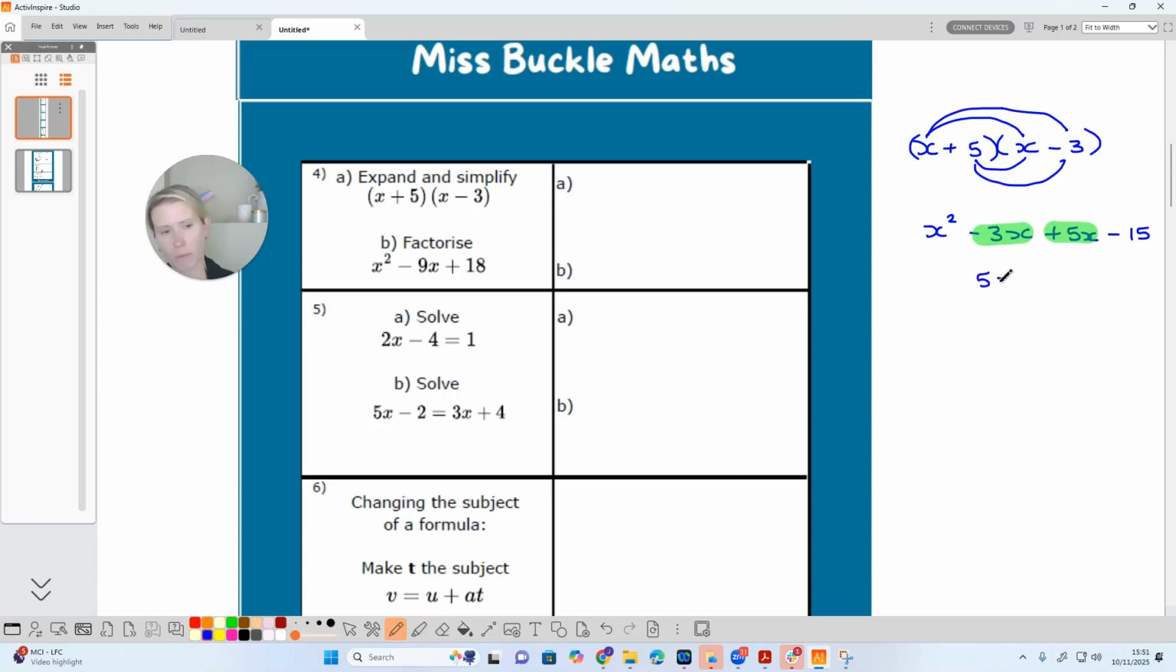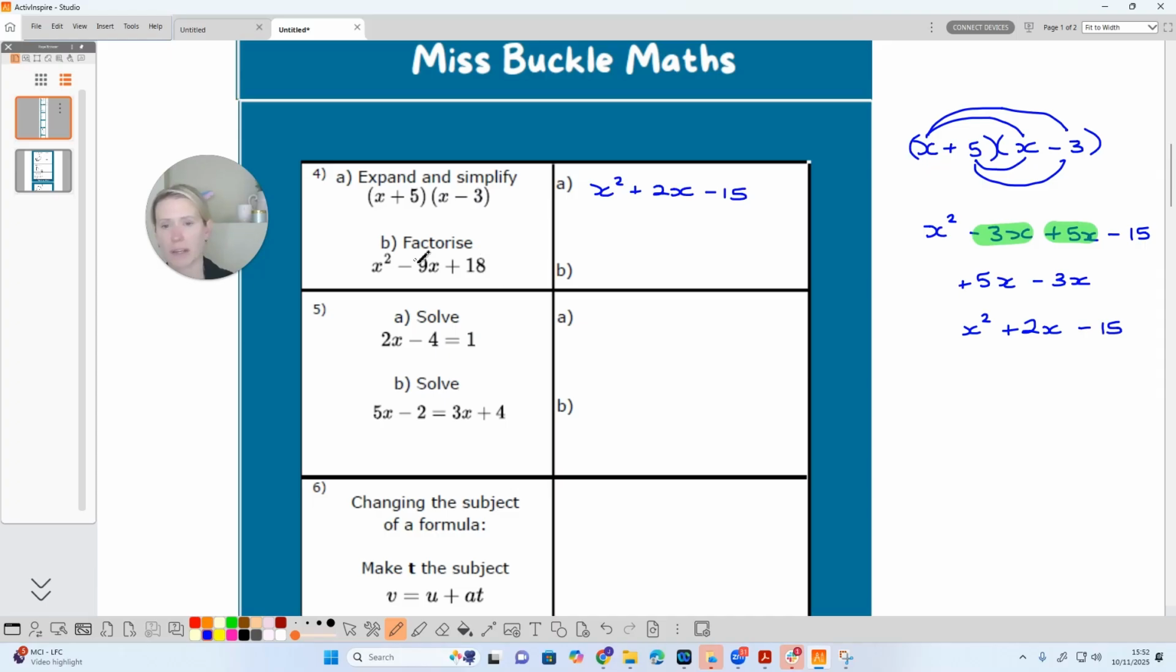You could look at that a different way. We could just do plus 5x minus 3x. You're going to get the same answer. 5 take away 3 is 2x. So that's that part simplified. Don't forget your x squared at the bottom and your minus 15 at the end. X squared plus 2x minus 15.